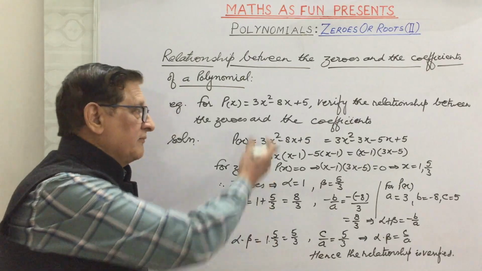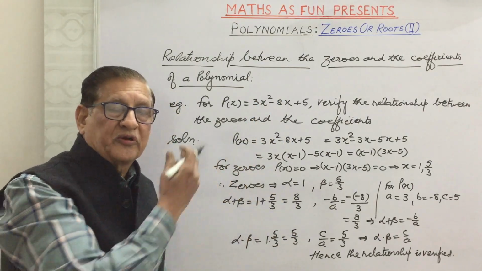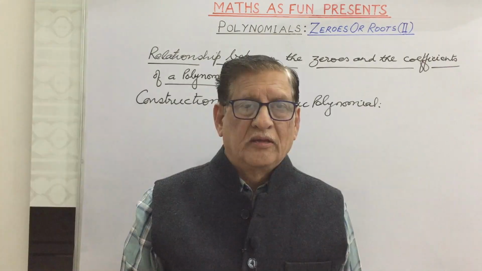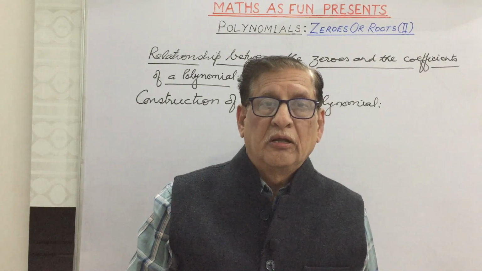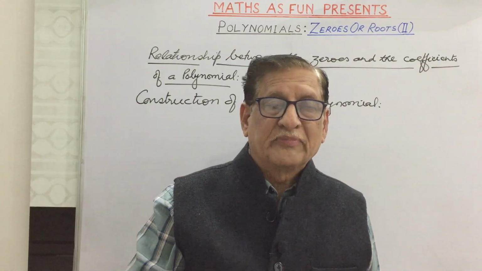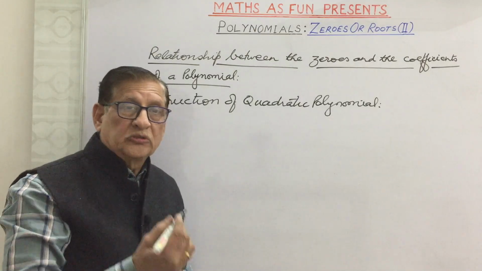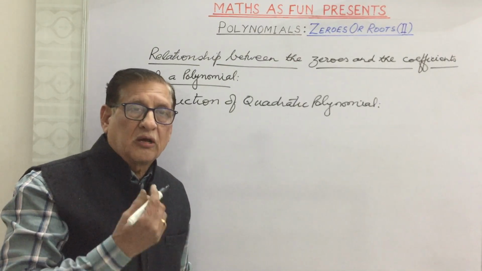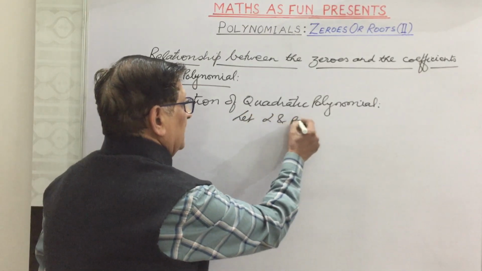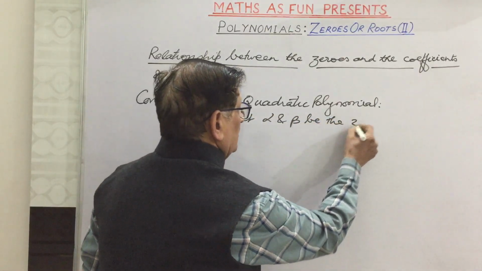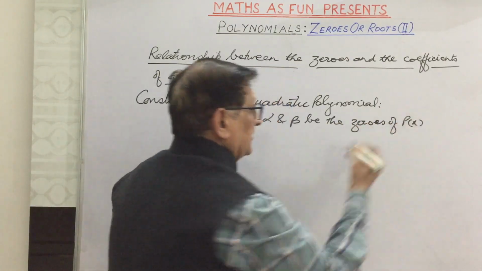This is the way we can verify the relationship between the zeros and the coefficients of a quadratic polynomial. Sometimes we are given the zeros of a polynomial and we are asked to construct it. That is construction of a quadratic polynomial. Suppose the zeros which are given to us are alpha and beta. So we can write, let alpha and beta be the zeros of p(x), that is the polynomial.